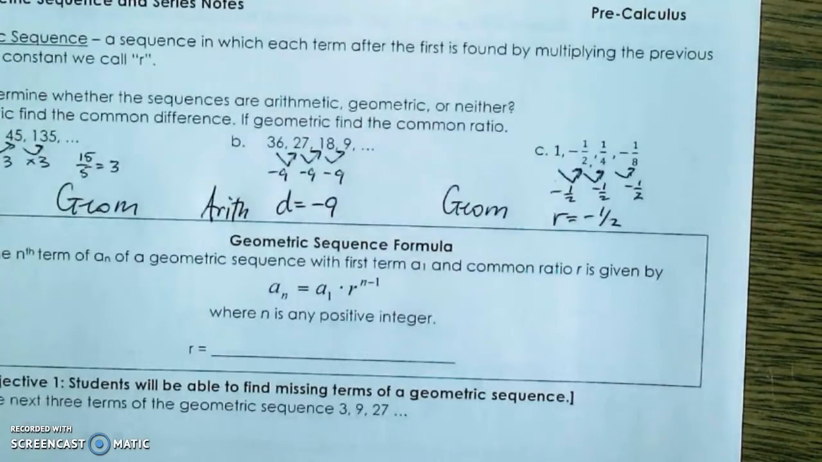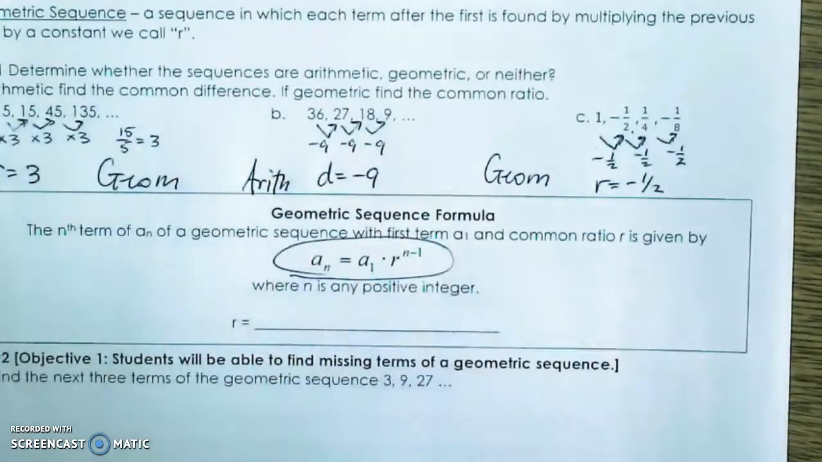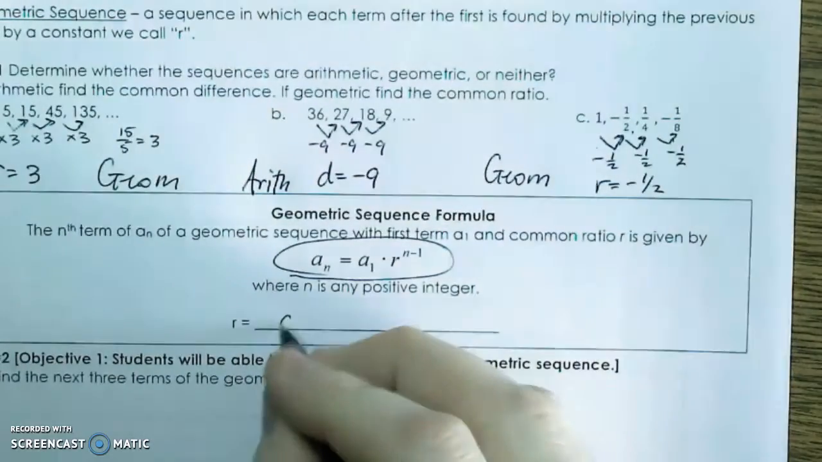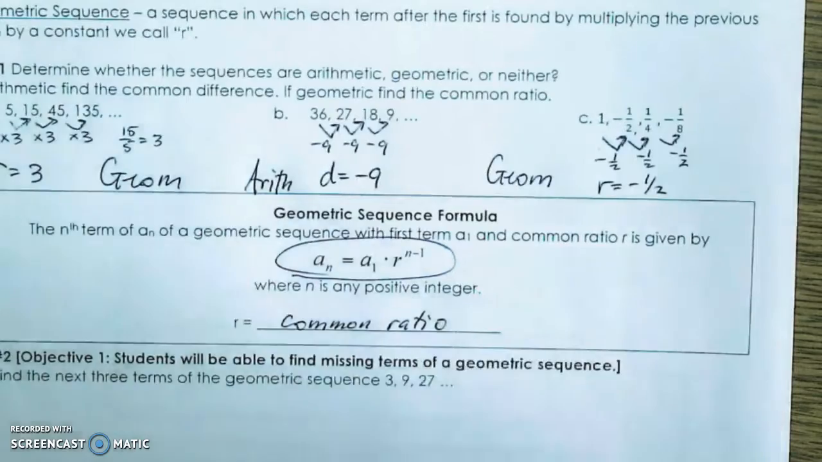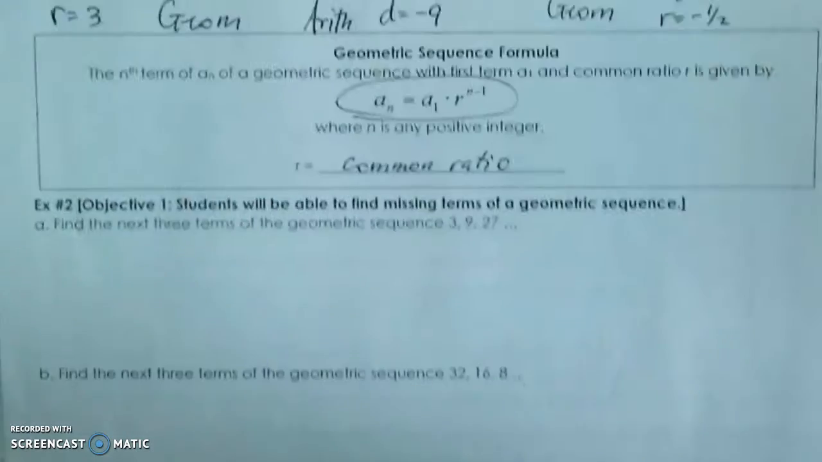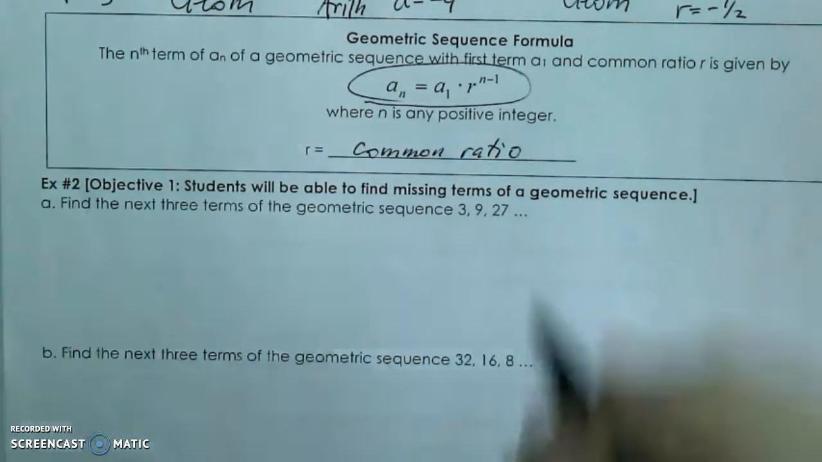We have a formula to find the nth term of a geometric sequence given here, just like we did in the arithmetic. And remember that r is your common ratio that we've been talking about. So we're going to use this formula in example 2. Find the next 3 terms of the geometric sequence. Actually, we're not using that formula yet. We're looking at the terms and figuring out what our r is.